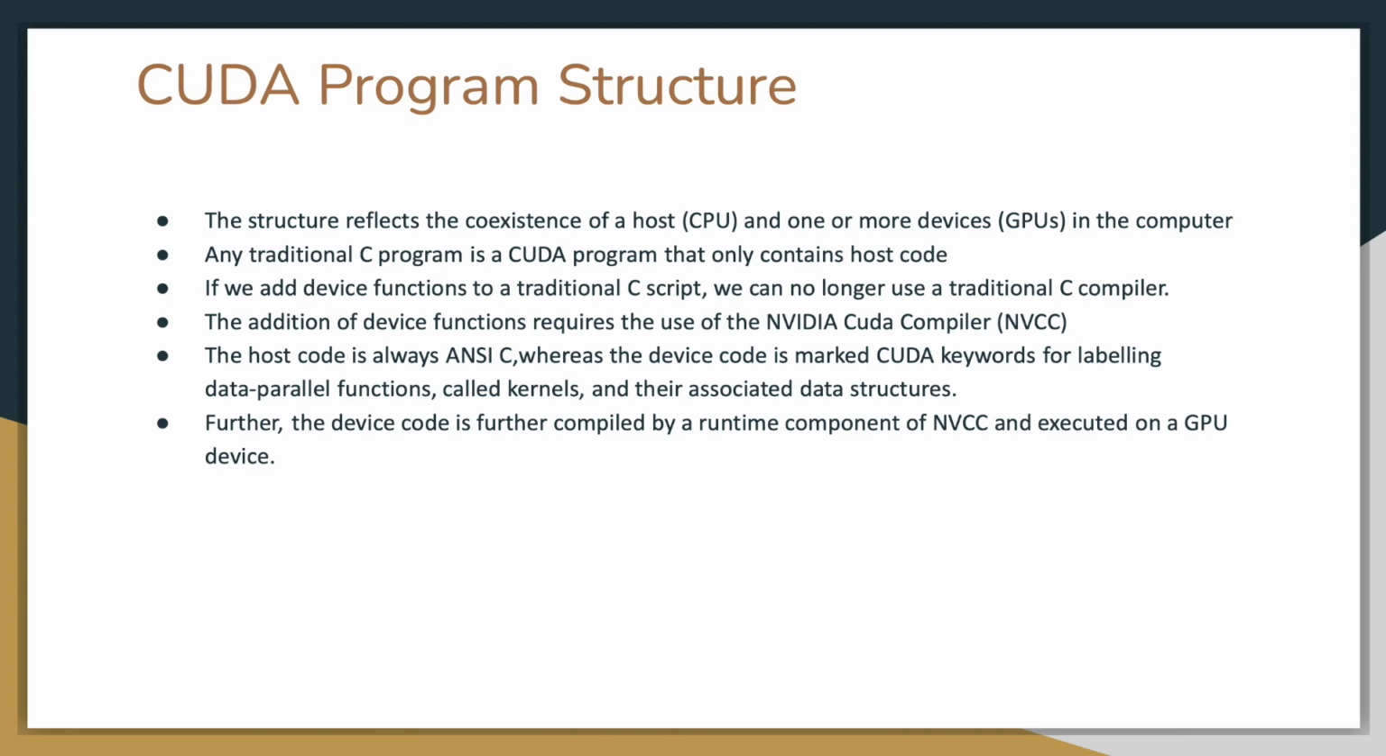If we add device functions to a traditional C script, we can no longer use a traditional C compiler. The addition of device functions requires the use of the NVIDIA CUDA compiler, which is abbreviated to NVCC. The host code is always ANSI C, whereas the device code is marked with CUDA keywords for labeling data parallel functions called kernels and their associated data structures. Further, the device code is compiled by a runtime component of NVCC and executed on a GPU device.